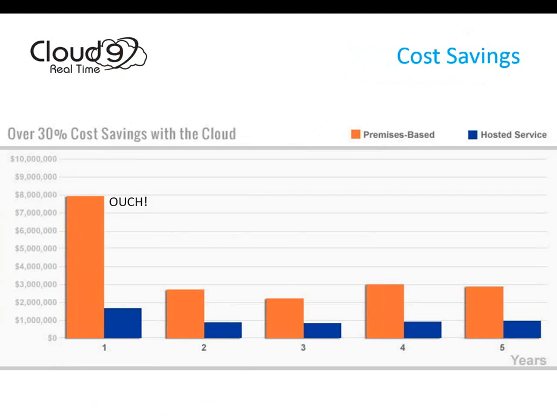You can see the first year is much higher because you have that initial server purchase, and then it gets more predictable over time with a premise-based solution, but still much higher than a hosted solution. With a hosted solution, again, it's predictable. Your first year is a bit higher due to transition costs like data migration and training. But if you look at years 2 through 5, it's pretty much the same.